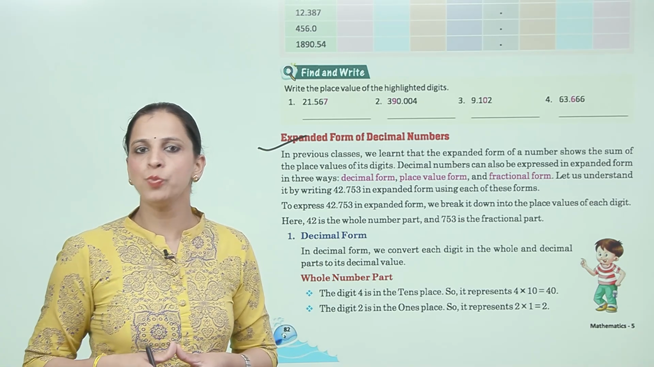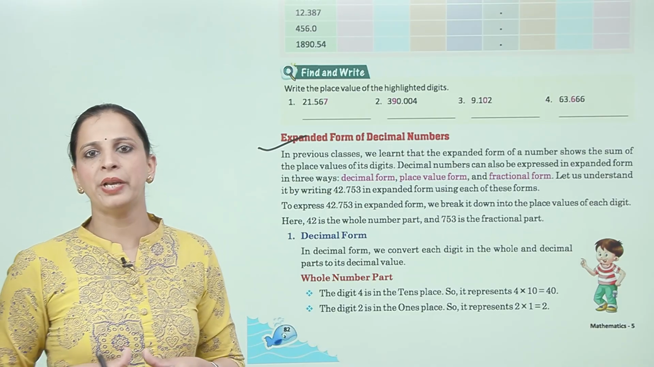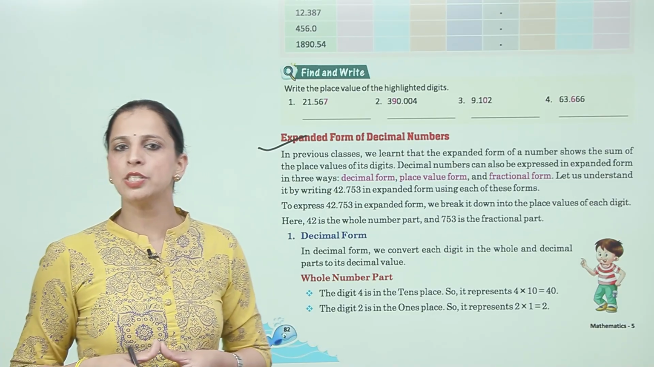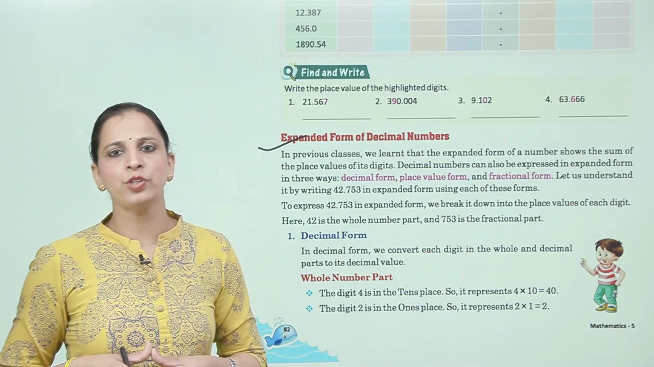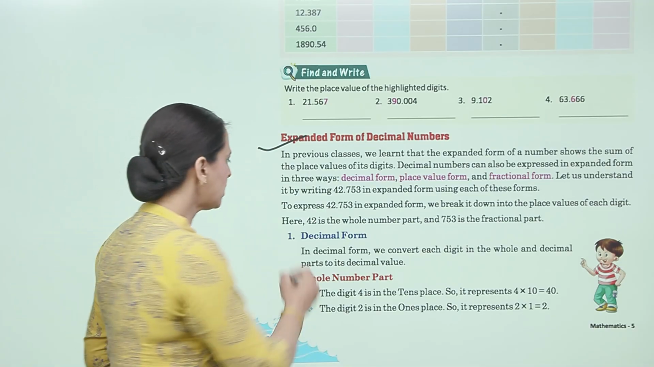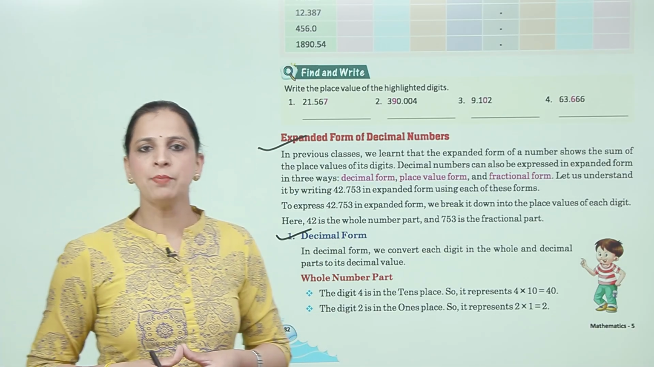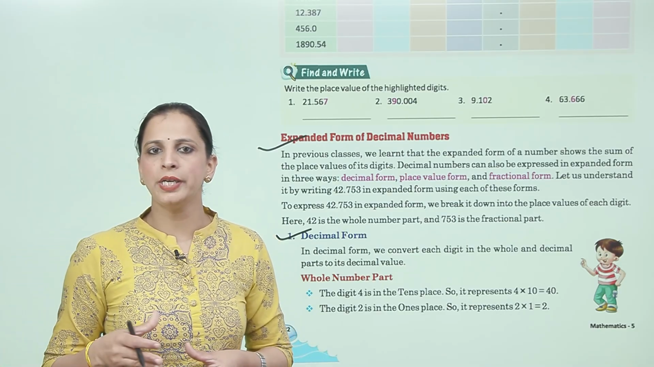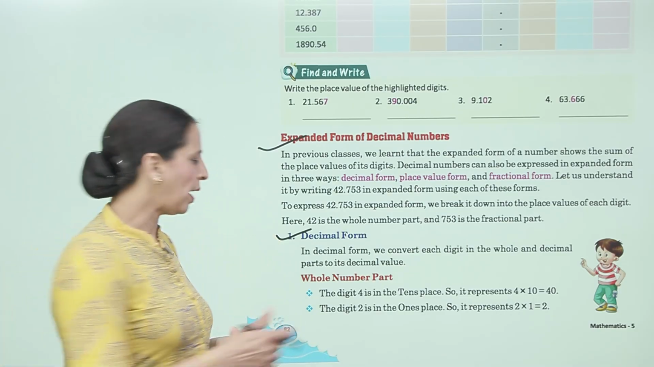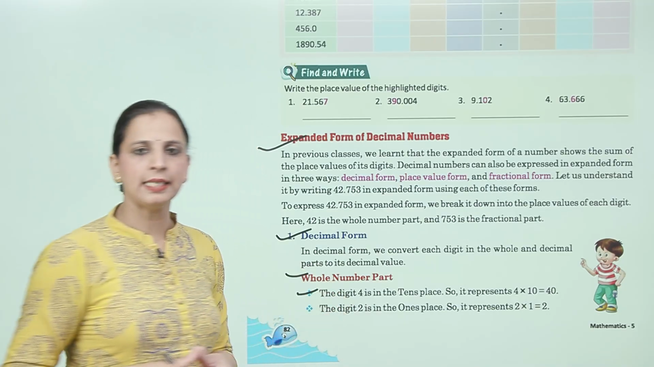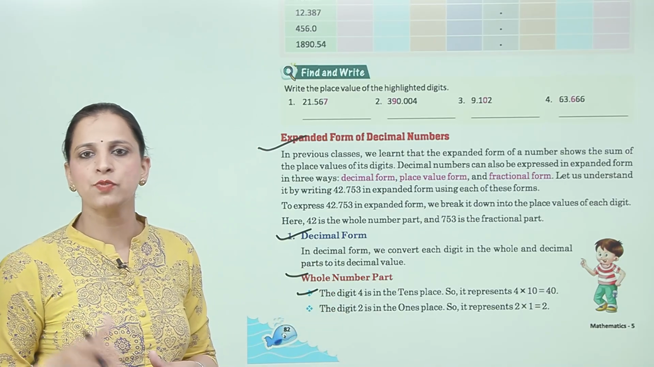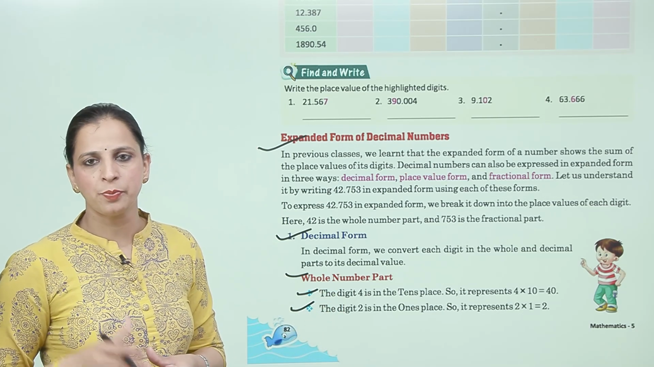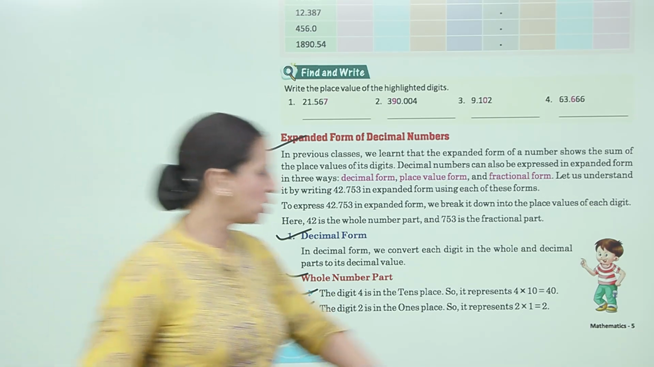To express 42.753 in expanded form, we break it down into place value of each digit. Here 42 is the whole number part and 753 is the fractional part. Now first is decimal form. In decimal form, we convert each digit in the whole and decimal parts to its decimal value. Whole number part. The digit 4 is in the tens place, so it is represented as 4 into 10 is 40. The digit 2 is in the ones place, so it is represented as 2 into 1 is equal to 2.